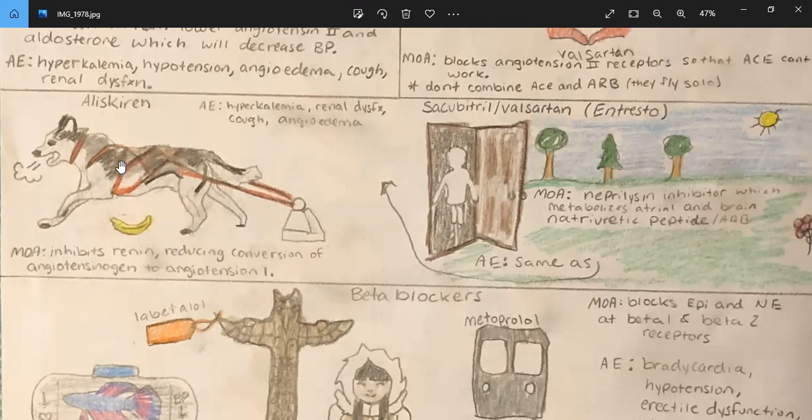So what I was trying to get at in this picture is this husky, he's trying to run, so run renin, but he's being inhibited by whatever this weight is. Like there's a lot of tension on this line. So just put it all together and remember renin for running, and he's being inhibited. Adverse effects are still hyperkalemia, renal dysfunction, cough, and angioedema, which are not shown.